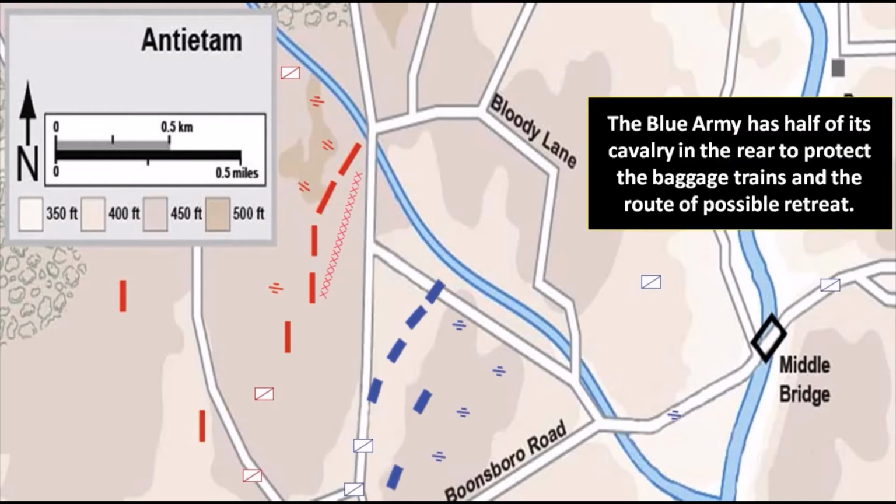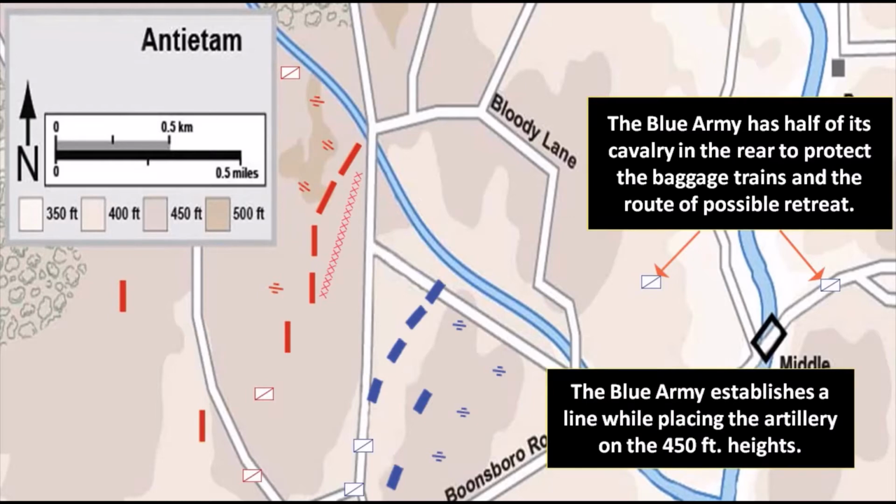The Blue Army has half of its cavalry in the rear to protect the baggage trains and the route of possible retreat. The Blue Army establishes a line while placing the artillery on the 450-foot heights.